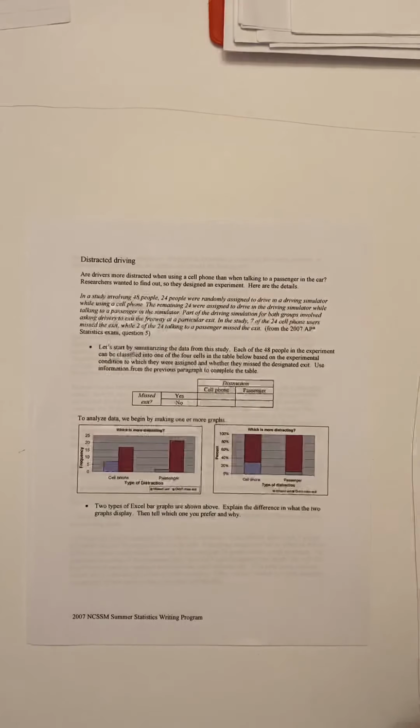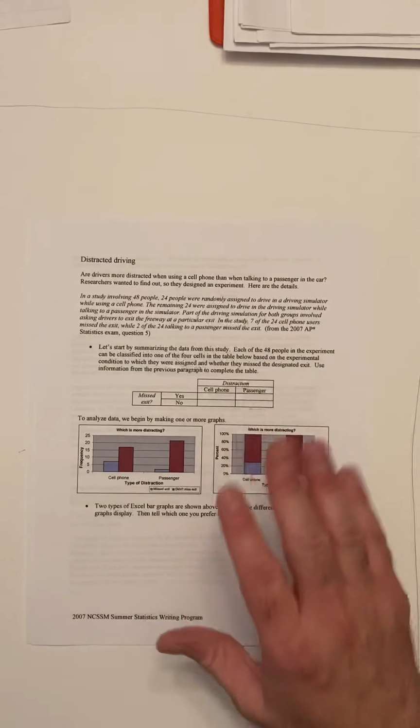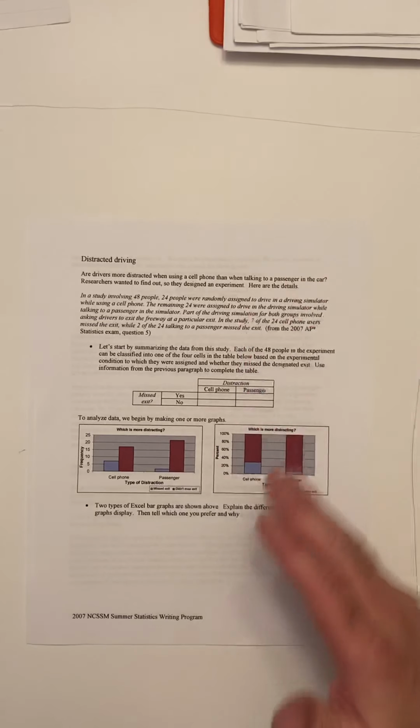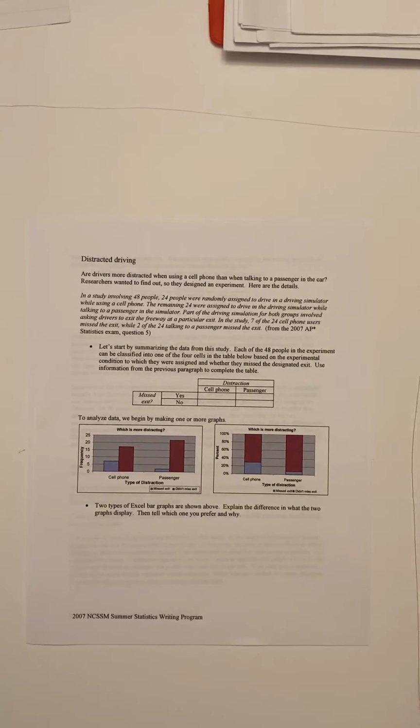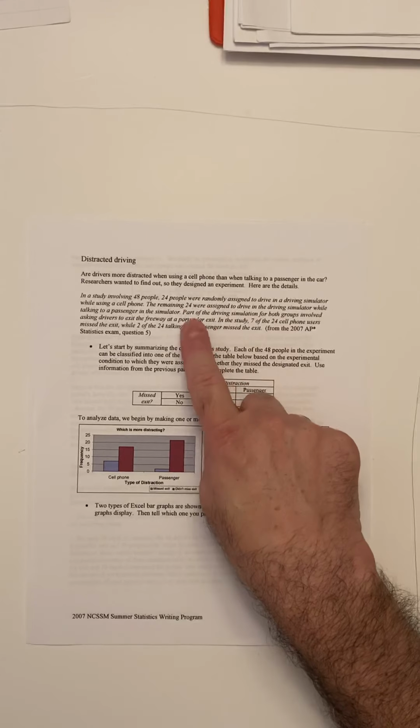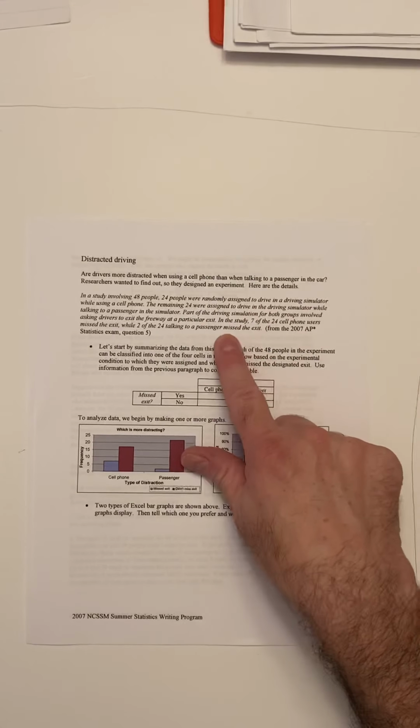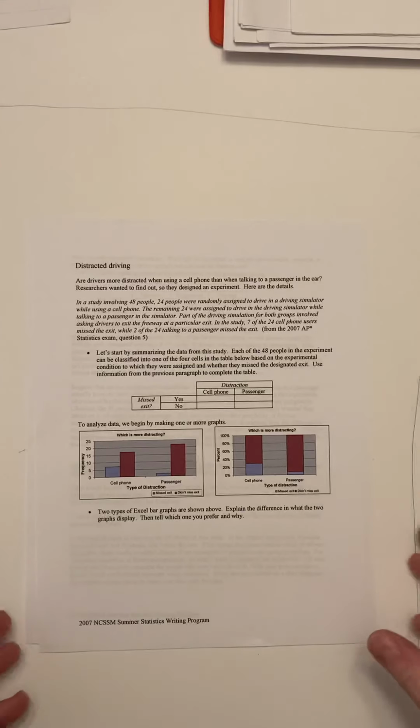So here is the question. Are drivers more distracted when using a cell phone than when talking to a passenger in the car? Researchers wanted to find out, so they designed an experiment. Keep in mind, we are testing to see if cell phones are a greater distraction than the normal things that would happen in your car with a passenger. That's the idea that cell phones cause accidents or other safety issues, and we want to check that out. So this is the experiment that these researchers ran.